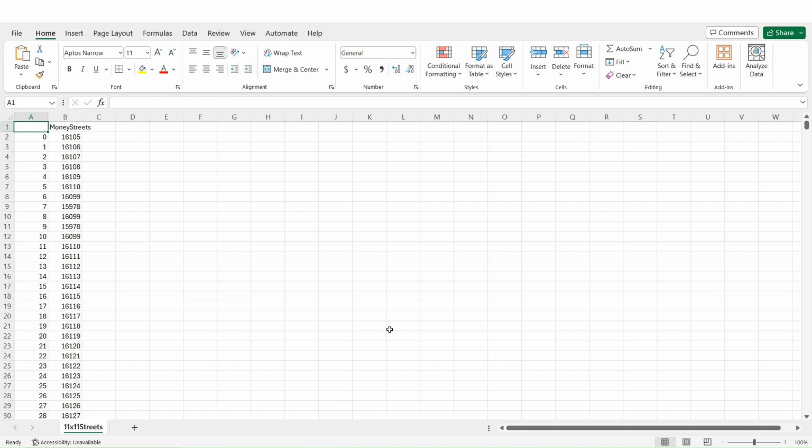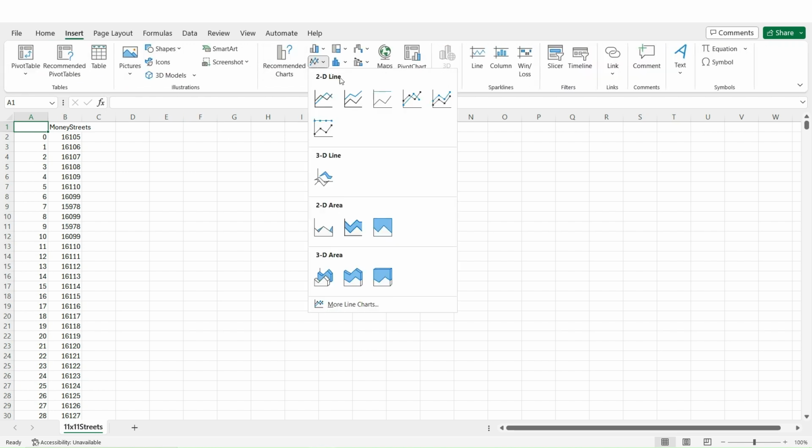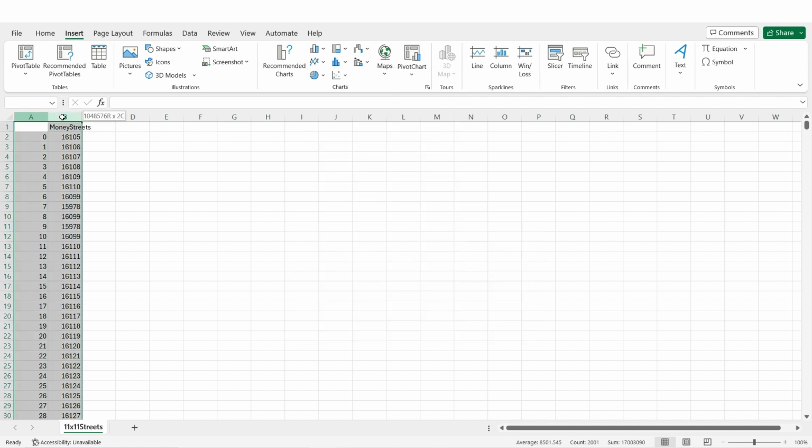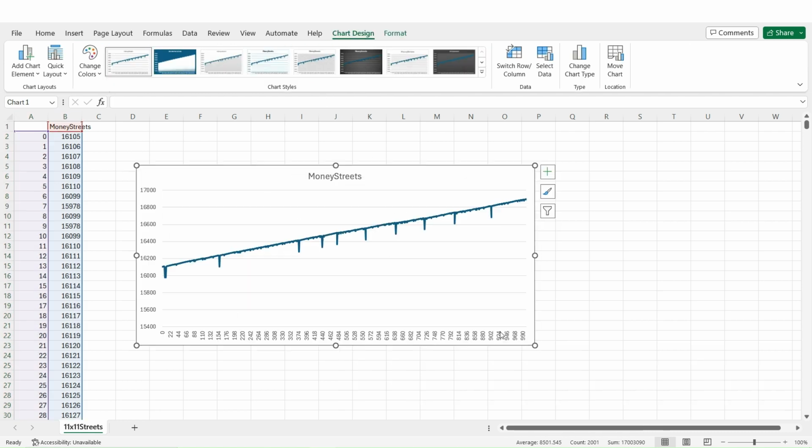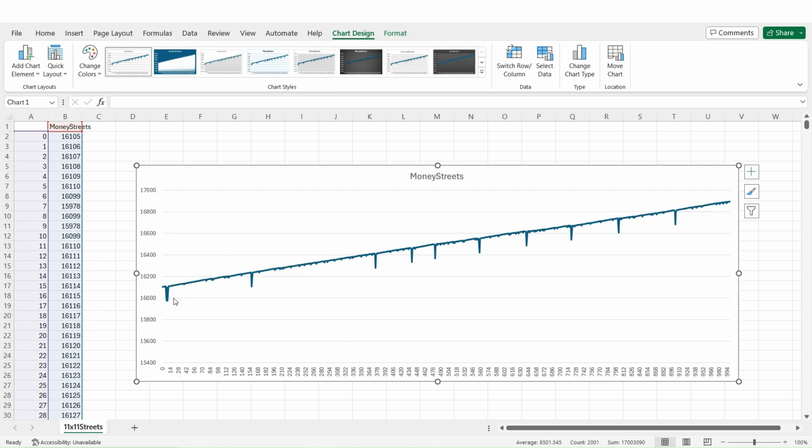This is that CSV file in Excel. Now I will insert a 2D line graph. I just need to select those two columns. And this is the flow of money. I will stretch it. So those little downfalls are 1 lose in a row and this bigger one is 2 lose in a row.